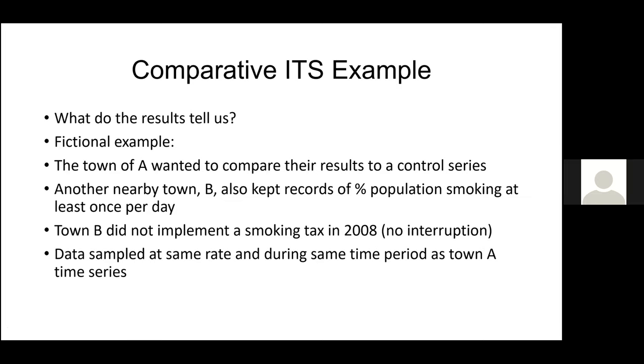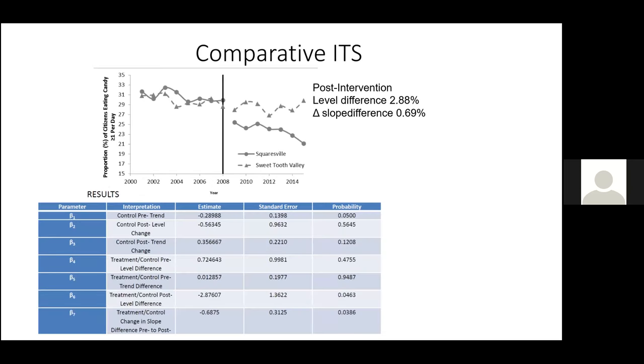So again, you can say you had this town A, and you wanted to compare their results to control cities in another town B, which was also estimating the proportion of smoking. And you note that town B did not implement a smoking tax in 2008. So it is giving you a control series. And these control series are helping you to also control for other time varying covariates.